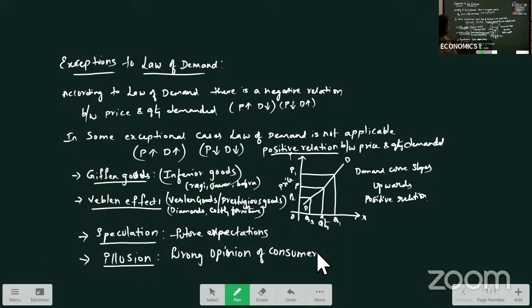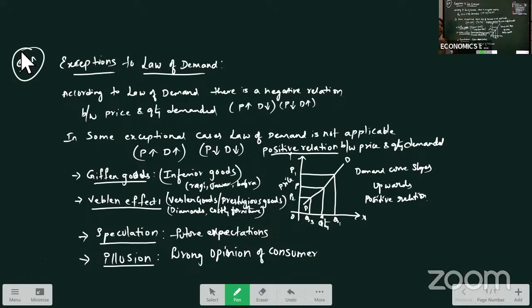These exceptions to the law of demand are a very, very important 5 marks question, and a very easy and simple one. So what are the exceptions to the law of demand? According to the law of demand, there is a negative relation between price and quantity demanded. What do you mean by negative relation? When price increases, demand decreases. When price decreases, demand increases. That is called negative relation.